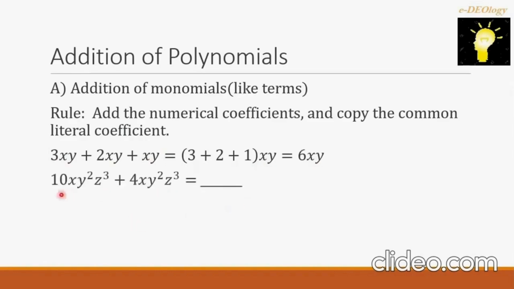Second example, 10xy square z cube plus 4xy square z cube. Again, looking at the literal coefficients, we are sure that these two are like terms. So we can now add the numerical coefficient. So the 10 plus 4, and then we copy that common literal coefficient, the xy square z cube. So the final answer is 14xy square z cube.